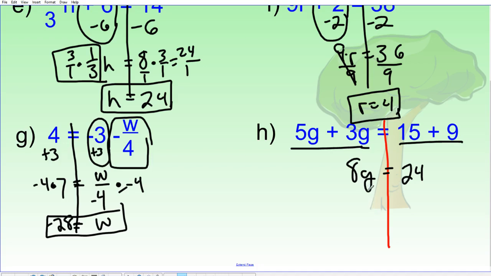Now from here, when we solve, since my variable is being multiplied by 8, I'm going to divide by 8 on both sides to make these cancel, giving me 1 G. On the other side, 24 divided by 8 is 3.